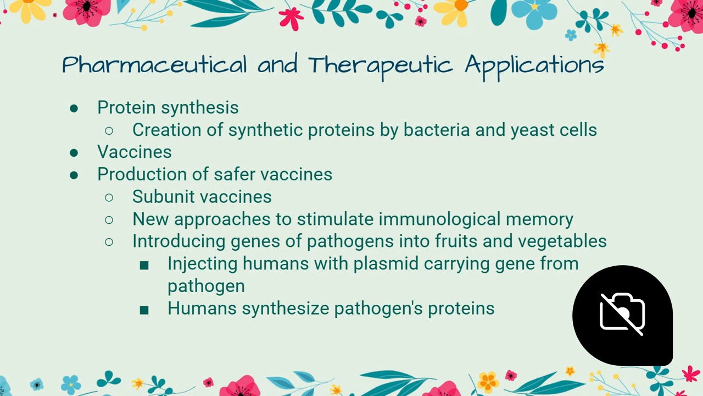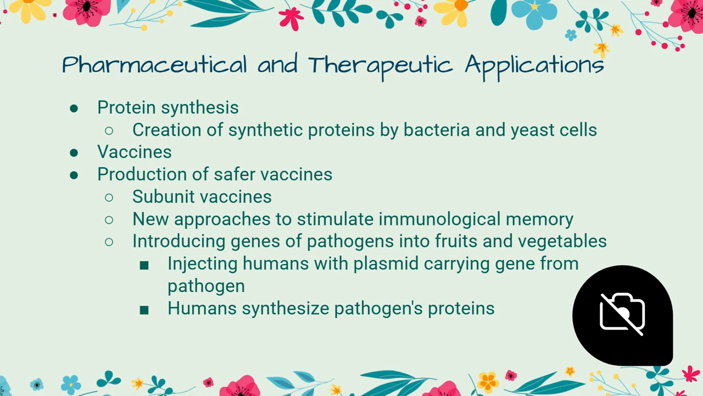So, pharmaceutical and therapeutic applications. This is when protein synthesis, the first one is, and it creates a synthetic protein by bacteria and yeast cells. So, this would be creating things like the human growth hormone or human insulin. Bacteria can produce this, and we can get that synthetic protein that can then go help people who struggle with deficiencies in insulin, so people with type 1 diabetes. We can also see this create new vaccines and produce safer vaccines.